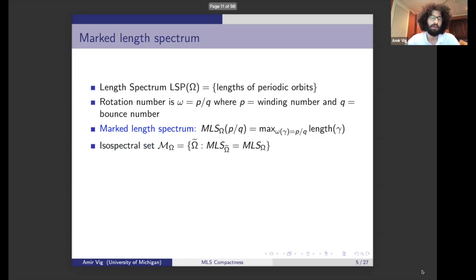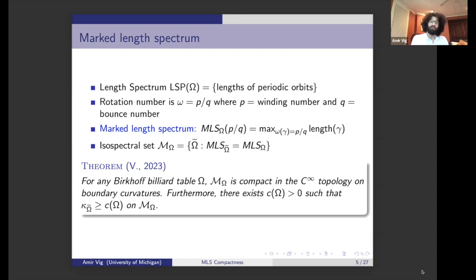Okay. So the isospectral set containing omega is the set of all other domains for which the Mach length spectrum agrees with that of omega. So it's kind of like the Laplace spectrum. If you say it's a set of all other omegas which have the same Laplace spectrum, but here it's the same Mach length spectrum.